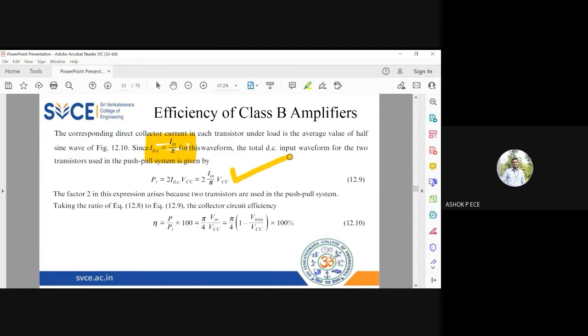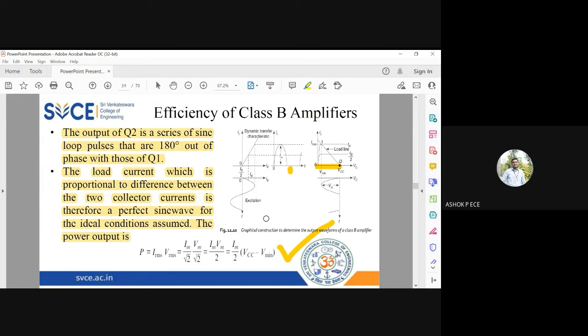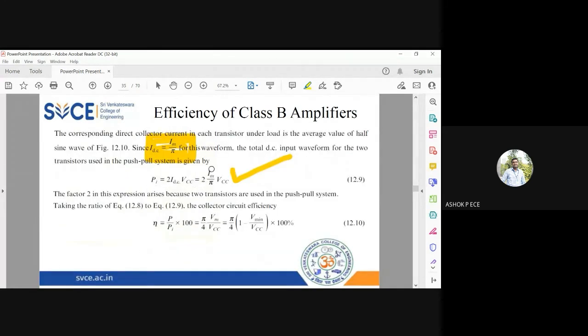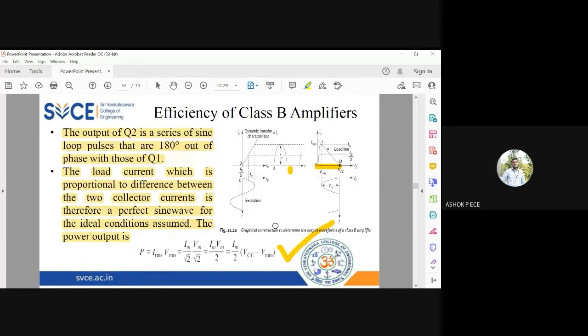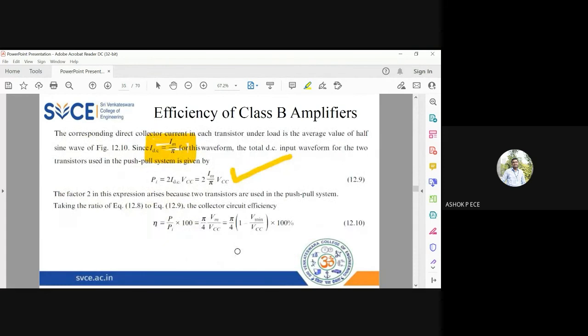So efficiency is output power by input power. Output power is Im by 2 into VCC minus Vmin. Input power is 2 Im by pi into VCC. If you substitute, you get pi by 4 into Vm by VCC, or pi by 4 into 1 minus V minimum by VCC. V minimum is going to be 0, or it is VCE, which is very, very small, and VCC is going to be the maximum value. So if you put V minimum equal to 0, you will get pi by 4.